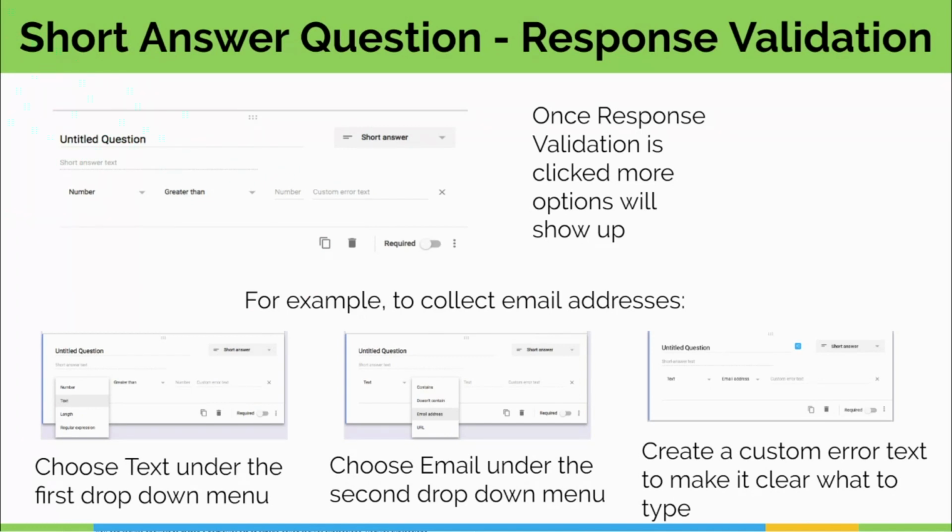For example, to collect email addresses, choose Text under the first drop-down menu, choose Email under the second drop-down menu, and create a custom error message to clarify the type of information required. Response validation only accepts exactly the information you need for a particular question.